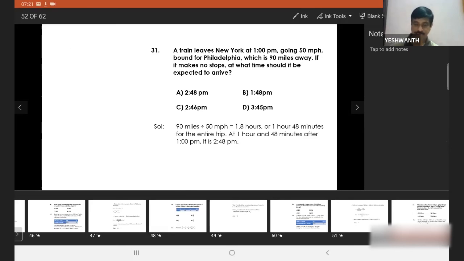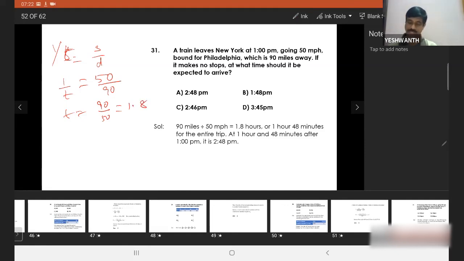So that means time equal to distance by speed. The train leaves New York at 1 p.m. going 50 miles per hour. Speed is given, and that is 50, and distance is 90. So time equal to what? 90 by 50. So this is 1.8 hours.